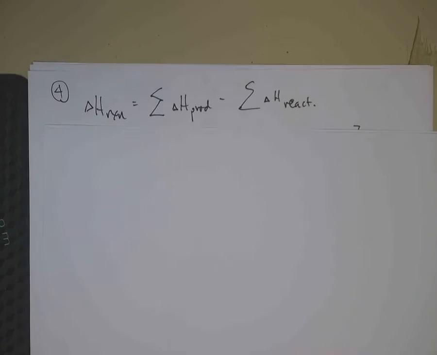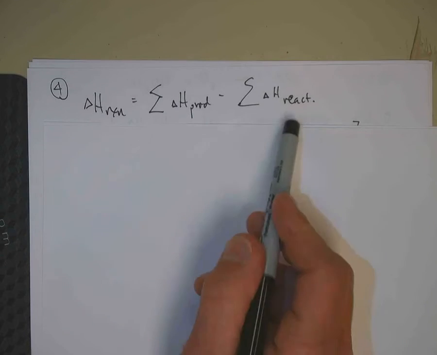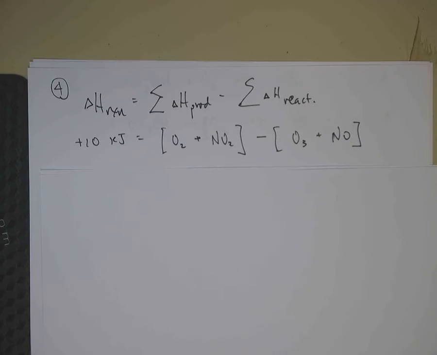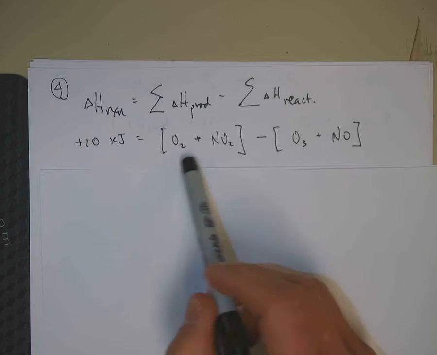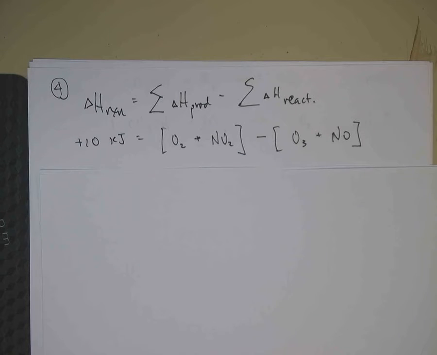So here's the equation. Enthalpy of the reaction is equal to products minus reactants. Don't forget to add them together. 10 kilojoules is the overall enthalpy of the reaction as given in the problem. It's these two added together minus those two added together.